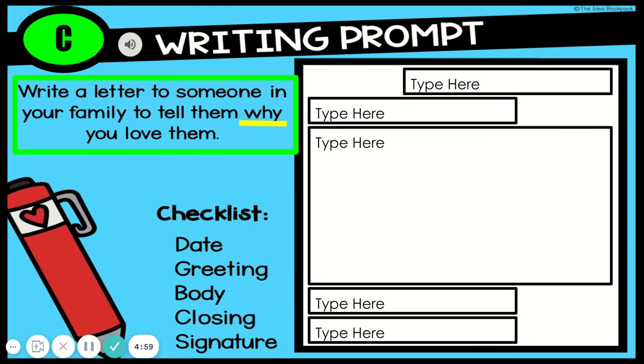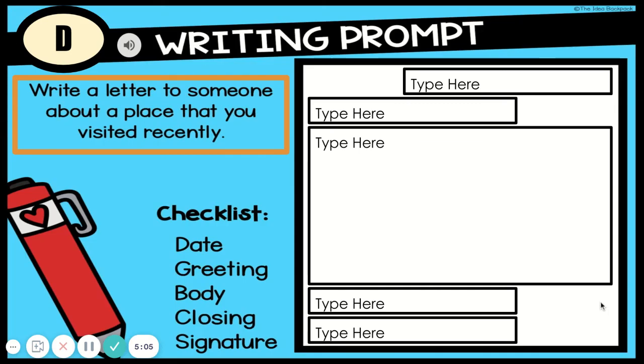Writing prompt C, write a letter to someone in your family to tell them why you love them. And the last choice is D, write a letter to someone about a place that you visited recently.